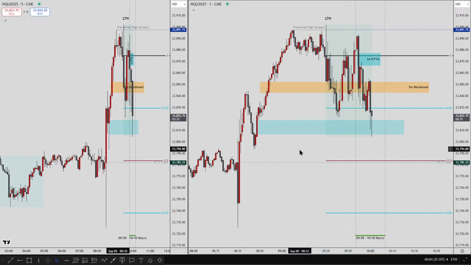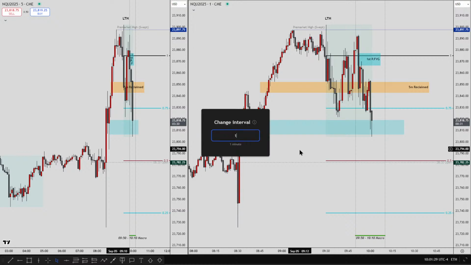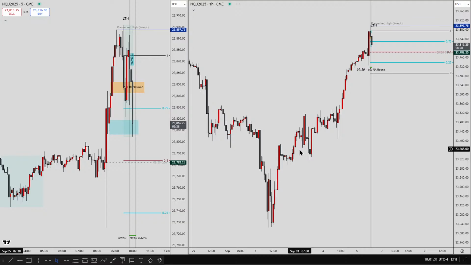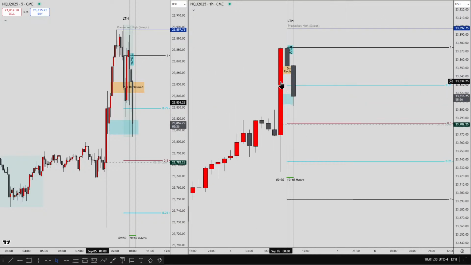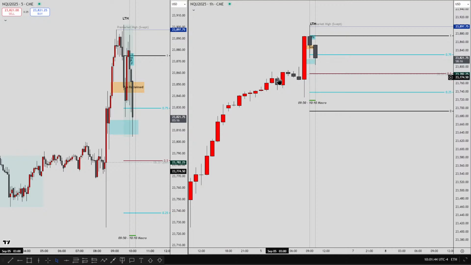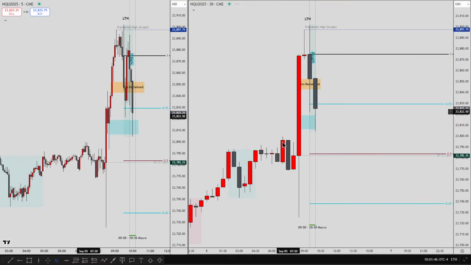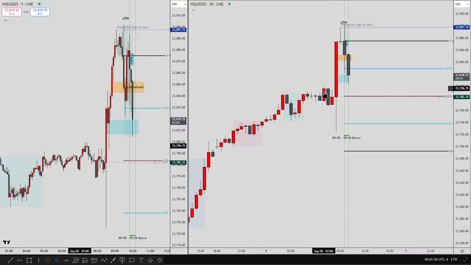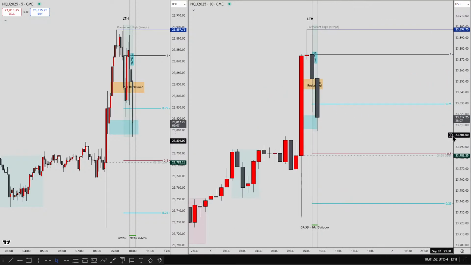Just want to double check the 7 a.m. 1 hour candle's breaker block. Nah. Low, high. No, but it's not a swing point, so no. 30 minute. Low, high, low. Yeah. Yeah, it is.